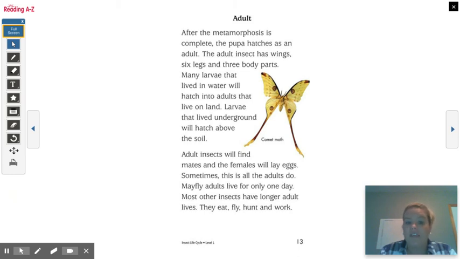Mayfly adults live for only 1 day. Many other insects have longer adult lives. Okay, so some of them only live 1 day, but most of them have longer adult lives. They eat, they fly, they hunt, and they work.